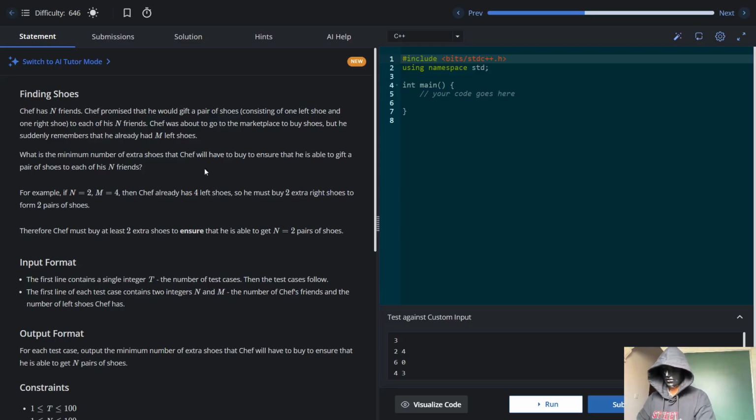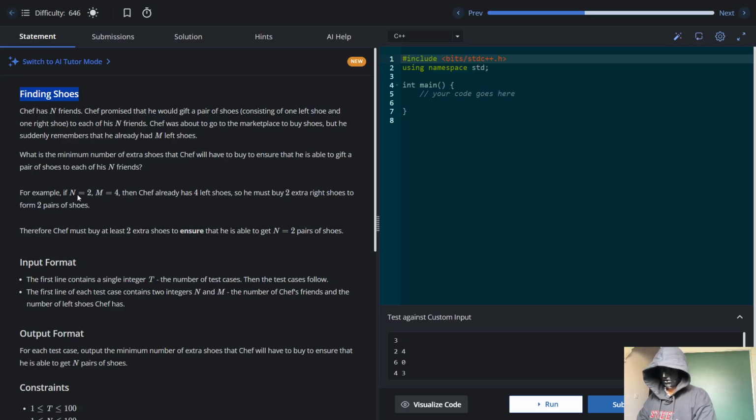So in this video, I'll be solving the 38th problem, Finding Shoes, basically. It is saying Chef has n friends. Chef promised that he would gift a pair of shoes consisting of one left shoe and one right shoe to each of his n friends. Chef was about to go to the marketplace to buy shoes, but he suddenly remembers that he already has m left shoes. Okay, he has left shoes, not the right shoes. It is saying, what is the minimum number of extra shoes that Chef will have to buy to ensure that he is able to gift a pair of shoes to each of his n friends?